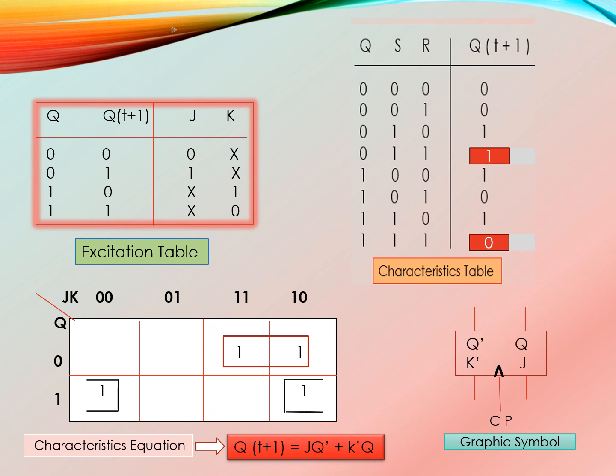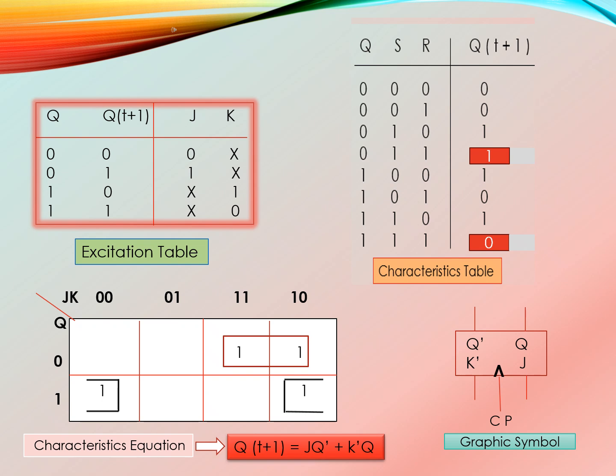Next, the characteristic equation of the J-K flip-flop. Q(t+1) equals J dot Q prime plus K prime dot Q. The equation tells us the next value of Q using current input values J, K and the current state Q. Let's break it down term by term.